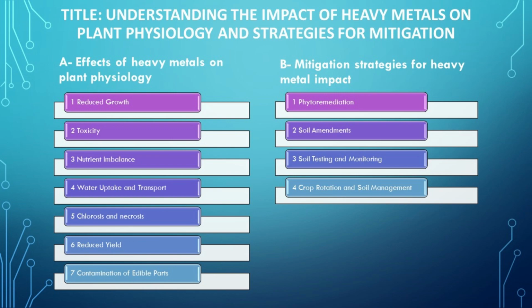Now let's start our lecture. We divided our lecture into two sections. Section A: Effects of heavy metals on plant physiology. Included: 1. Reduced growth, 2. Toxicity, 3. Nutrient imbalance, 4. Water uptake and transport, 5. Chlorosis and necrosis, 6. Reduced yield, 7. Contamination of edible parts. Section B: Mitigation strategies for heavy metal impact.